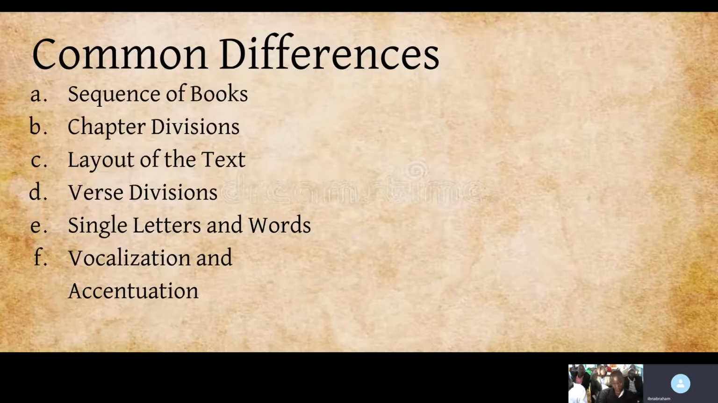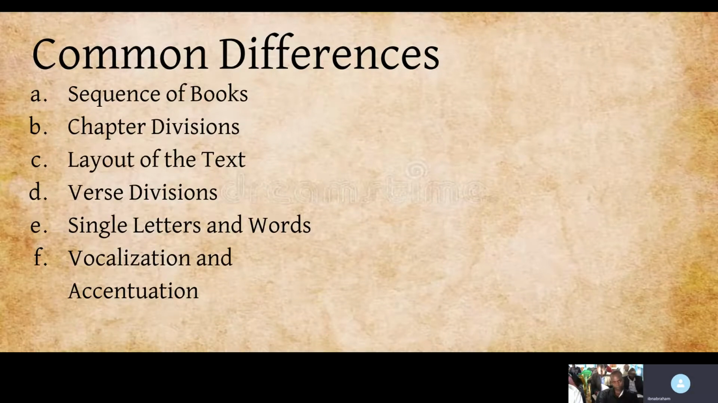So there are some common differences between each of these witnesses and variants. One of the differences is in the sequence of books. We'll talk about each of these different ones here. Some of them have different chapter divisions. The layout of the text can be different. Their verse divisions can be different. There can be single letters and even single words that are different. And there can be vocalizations and accentuation that are different. And none of these things is actually affecting the text itself.